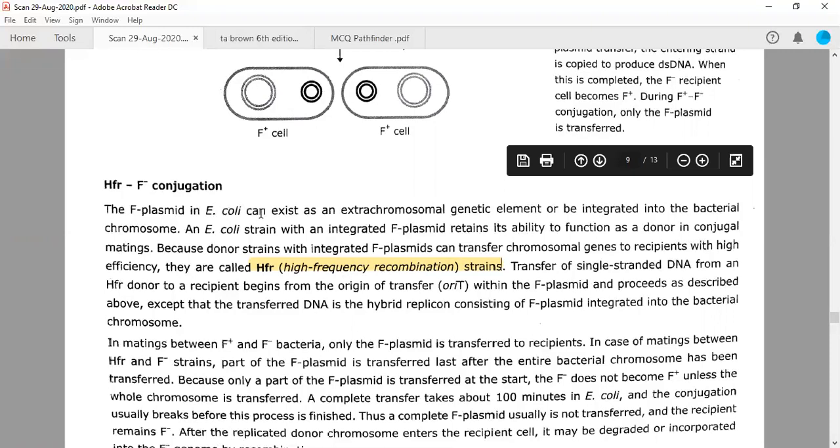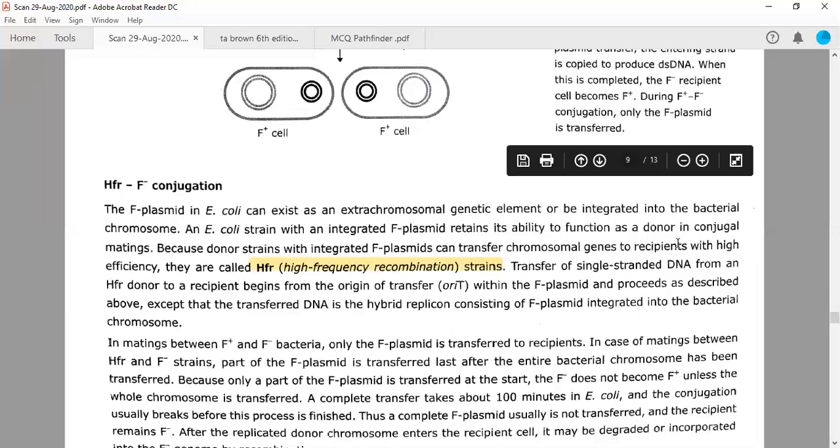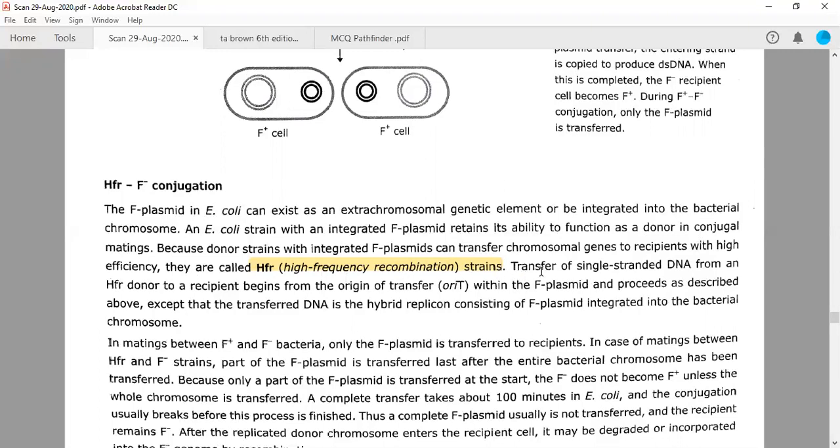The F plasmid in E. coli can exist as an extrachromosomal genetic material, as we have seen in F positive cells. But if it is integrated into the bacterial chromosome, then it is called HFR. An E. coli strain with an integrated F plasmid retains its ability to function as a donor in conjugal matings, right? Because donor strains with integrated F plasmid can transfer the chromosomal genes also to the recipient with high efficiency, they are called HFRs or HFR strains. Transfer of single-stranded DNA from an HFR donor to the recipient begins from the origin of transfer.